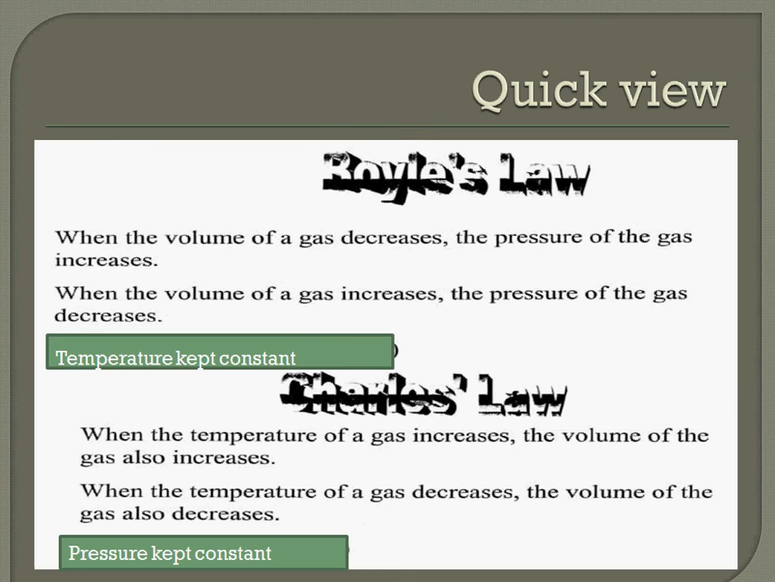That is, when the volume of gas decreases, pressure of the gas increases. They are inversely proportional to each other. And when the volume of the gas increases, pressure decreases, temperature remaining constant. In Charles' law, we studied when the temperature of a gas increases, the volume of gas also increases, and when temperature decreases, volume of gas decreases. That is a directly proportional expression, keeping pressure constant.